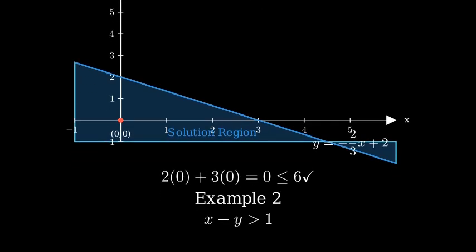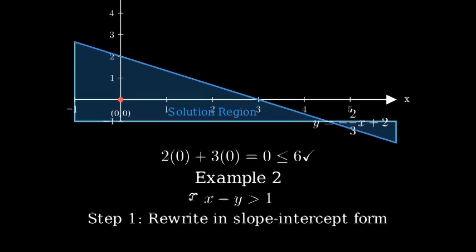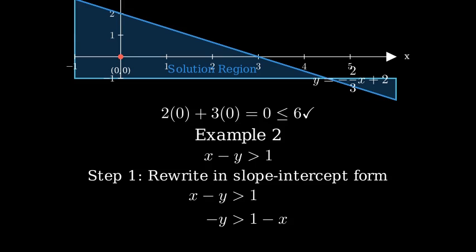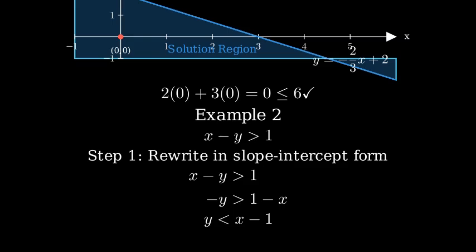Here we have the inequality x minus y is greater than 1. Step 1. Let's rewrite this in slope-intercept form. Starting with x minus y is greater than 1, we subtract x from both sides to get negative y is greater than 1 minus x. Then we multiply everything by negative 1, which flips the inequality sign, giving us y is less than x minus 1.